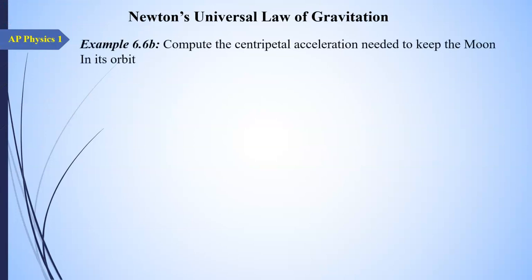Okay, now we're going to compute the centripetal acceleration needed to keep the moon in its orbit. That should be, ideally, when you think about it, the same as the Earth's gravitational attraction. Those two numbers should be equal. Centripetal acceleration is pointing from the moon to the Earth, and so the number should be the same as the gravitational attraction of the Earth. So let's see if it is.